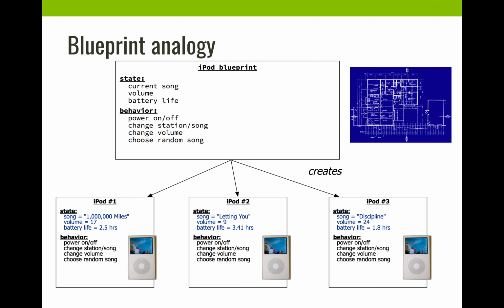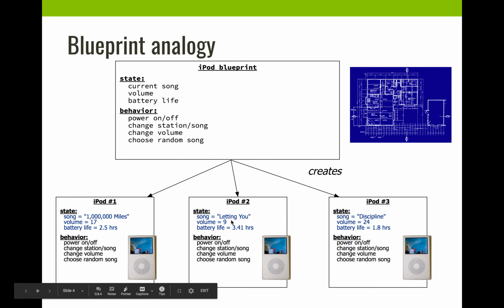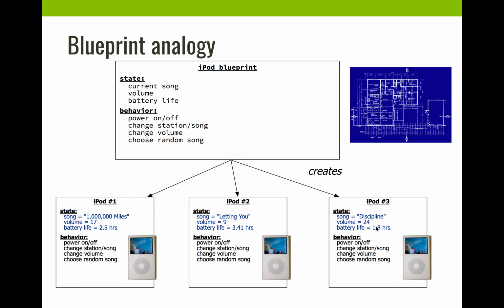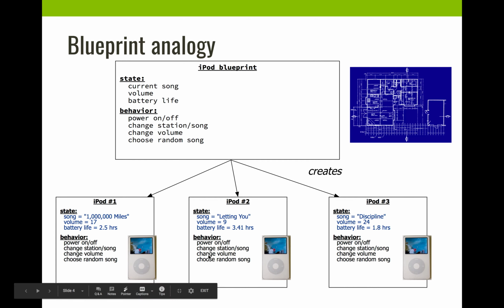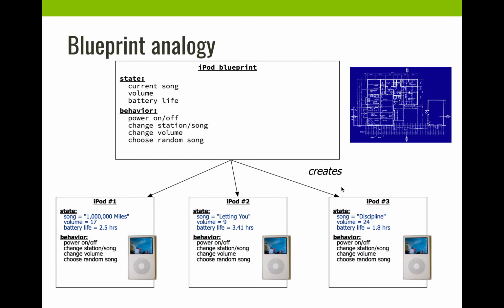When I actually create an iPod, I have 3 iPods here, at least on the screen. This one has a song, 1 Million Miles, and I'm not going to sing it. The volume is pretty high. But over here the volume is much higher. 3 different iPods. They have different state. They have different volume. They have different battery life. They all have the same behavior, though. Do you see that? They all have the same behavior, and all that behavior is defined in the blueprint.